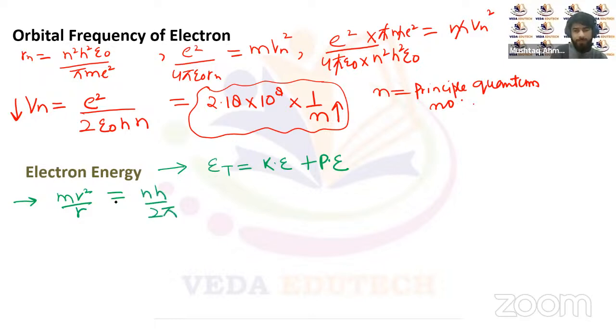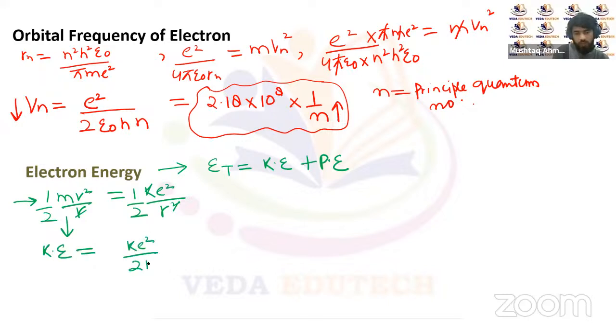And mv square upon r will be equal to the electrostatic force, that is ke square upon r square. r and r will get cancelled. Now if we multiply by a factor of half on both sides of this equation, half mv square is the kinetic energy. So kinetic energy is equal to ke square upon 2r.